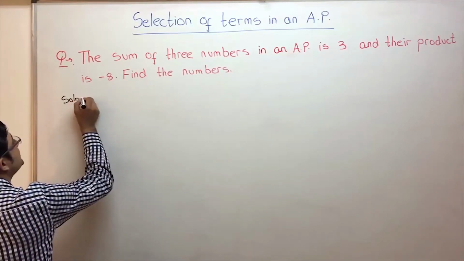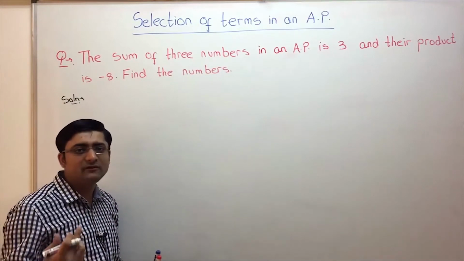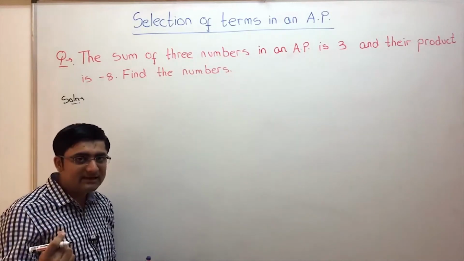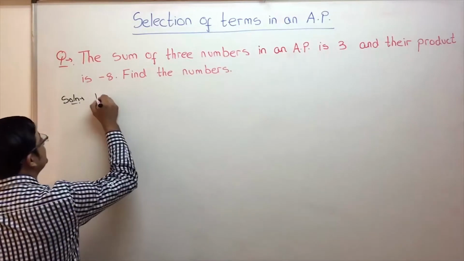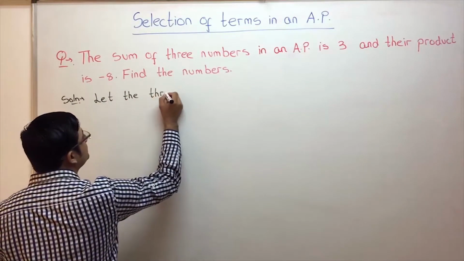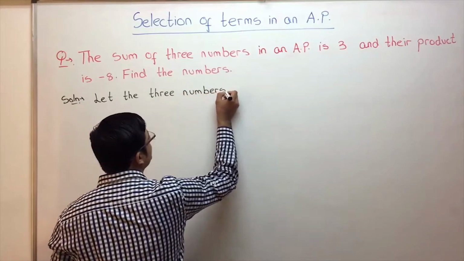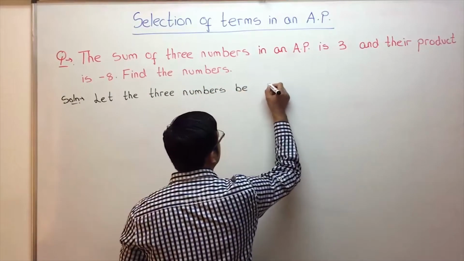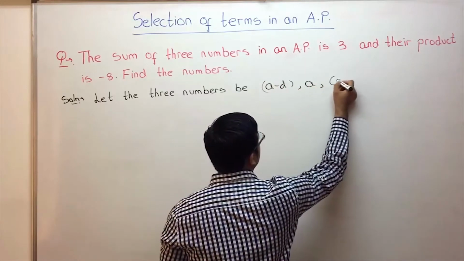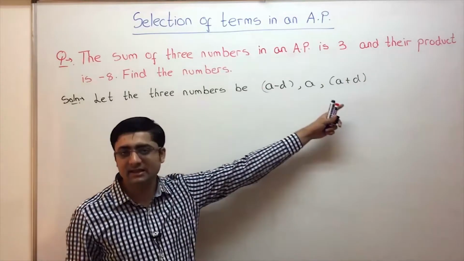See, this question says the sum of three numbers in an AP. So let us first assume the numbers. Whenever we have to take three numbers or three terms in an AP, what do we take them as? A minus D, A and A plus D. So let the three numbers be A minus D, A and A plus D.